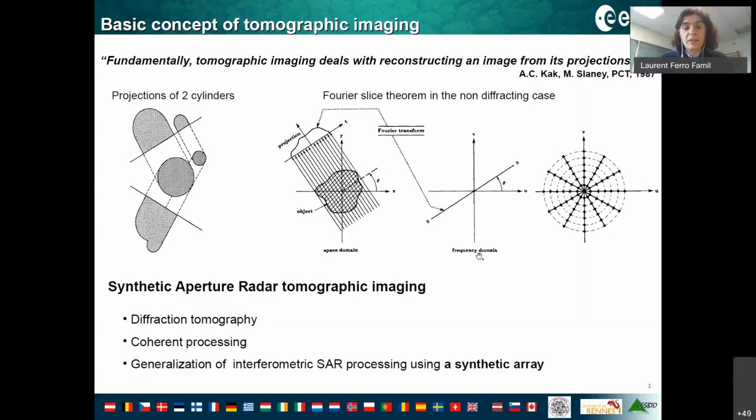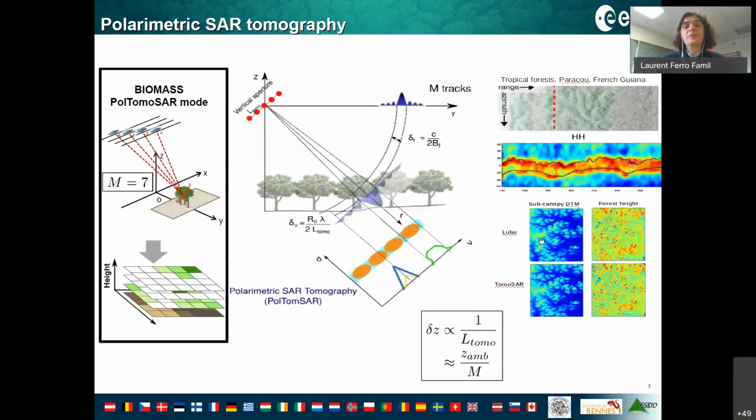And in fact, if you want to make things simple, tomography, the way we think of it, is a generalization of interferometric SAR processing using a synthetic array. You don't use only 2 images, but you use more than 2 images, let's say 2 to 10. The larger, the better in terms of resolution. So in order to understand what I mean by array, I gave you an illustration here.